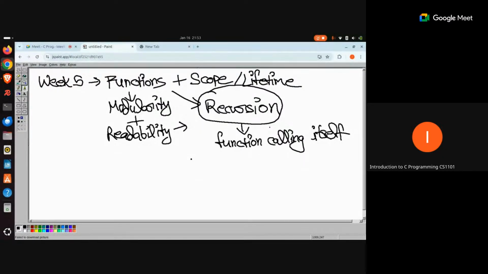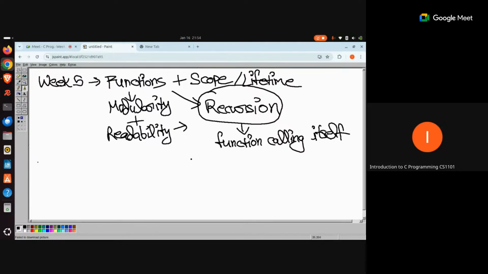So this is going to be the week 5 overview. You will get introduced to functions. With functions, you will get to know about recursion, and how to implement these techniques. And you will study scopes and the lifetimes of variables as well as functions.